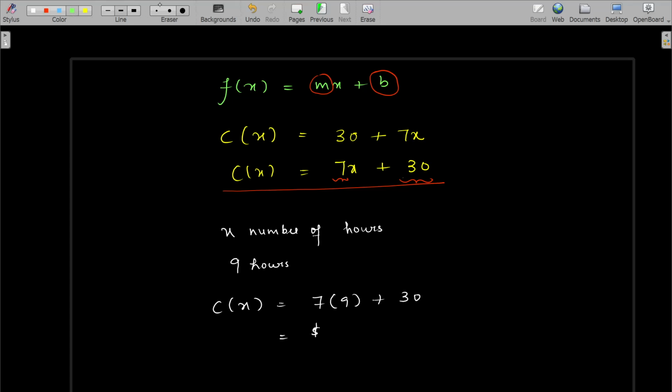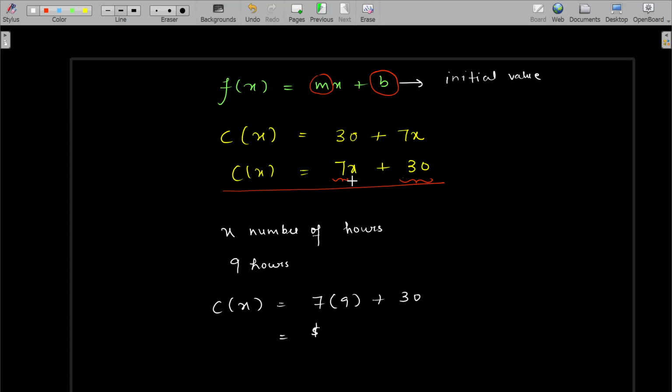I guess it's a flat fee, and per hour at the gym you have to pay like $7 per hour. Exactly. So the y-intercept is interpreted as the initial value. So B is the initial value, or as you said, the flat fee in this case.